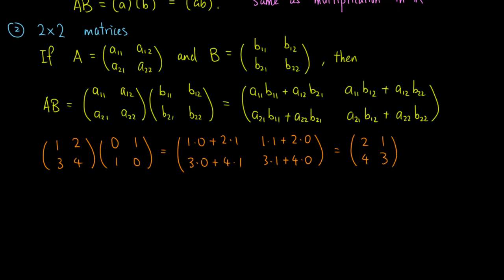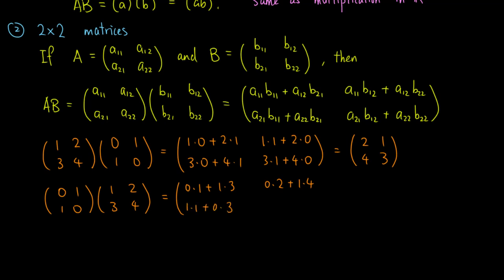We recall that multiplication in the real numbers is commutative, that is, A times B equals B times A. So let's see what will happen if we swap the order of these two matrices. If we multiply 0, 1, 1, 0 with 1, 2, 3, 4, we have 0 times 1 plus 1 times 3, 0 times 2 plus 1 times 4, 1 times 1 plus 0 times 3, and 1 times 2 plus 0 times 4. So we have the matrix 3, 4, 1, 2.